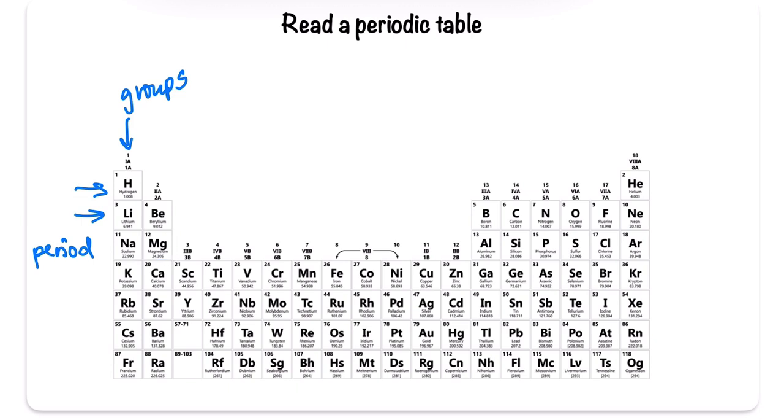We also refer to the elements in group 17 as halogens. I will be using these terms often in this course. The group 18 elements are going to be noble gases.